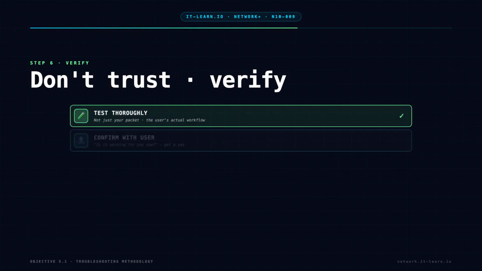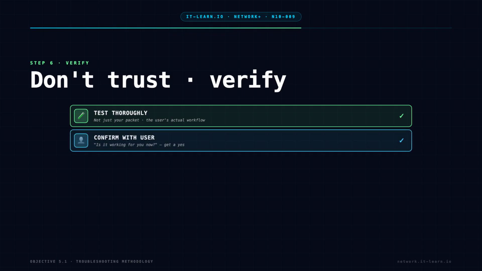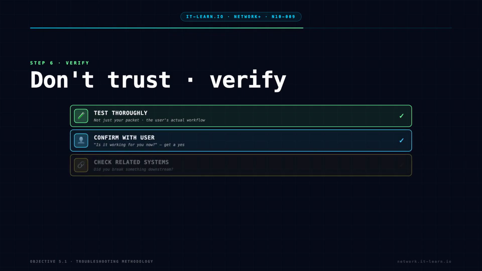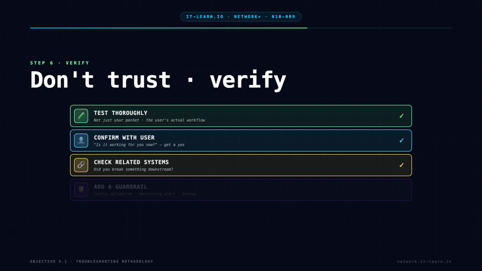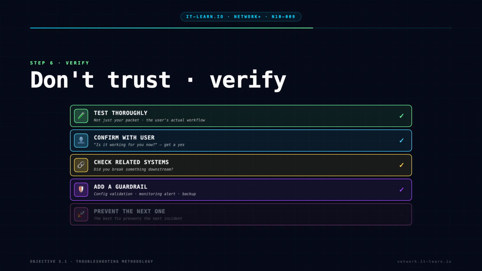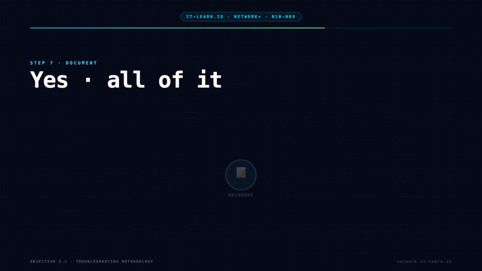Step 7. Document. Yes, all of it. The symptoms, the root cause, what you tested, what you implemented, what follow-up is needed. This is the step everyone skips, and it is the most valuable. Documentation builds the knowledge base that lets the next engineer fix the same issue in 5 minutes instead of 5 hours. It feeds change management. It feeds trend analysis. It feeds the postmortem when something blows up later. Document or doom your future self.